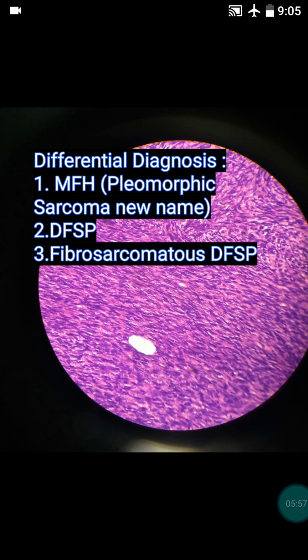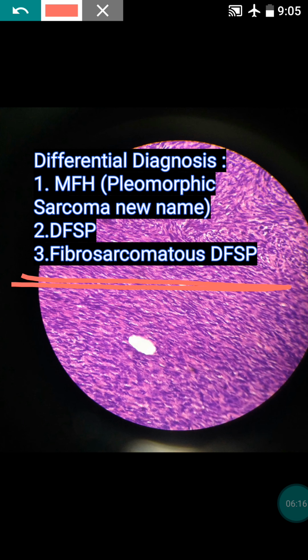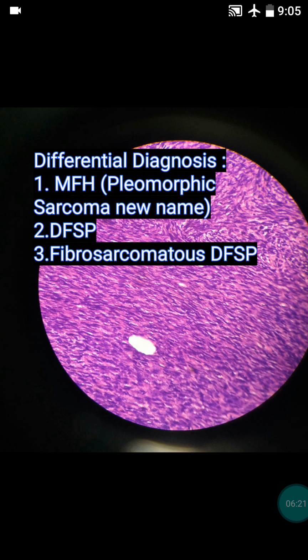In the same way, DFSP can also be differentiated by a high degree of pleomorphism and the presence of giant cells. So you can differentiate this diagnosis from MFH, DFSP or fibrosarcomatous DFSP. In fibrosarcomatous DFSP, both components are present, fibrosarcoma as well as DFSP. But if pleomorphism is not of severe degree and giant cells are not present, then you cannot give any of these diagnoses. That's why we have diagnosed the case as a fibrosarcoma.